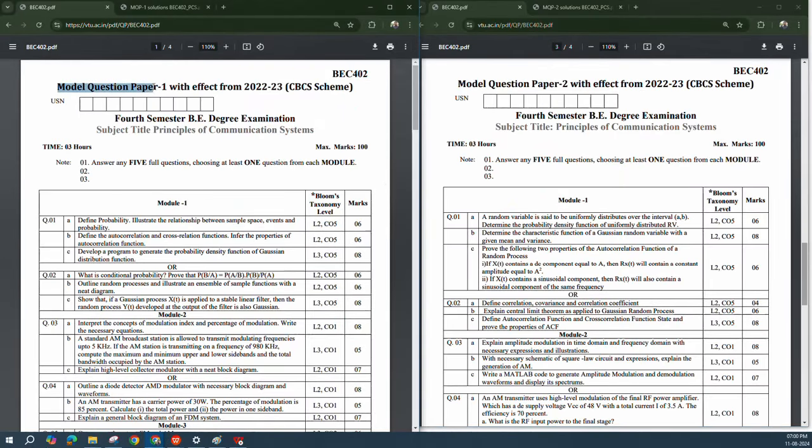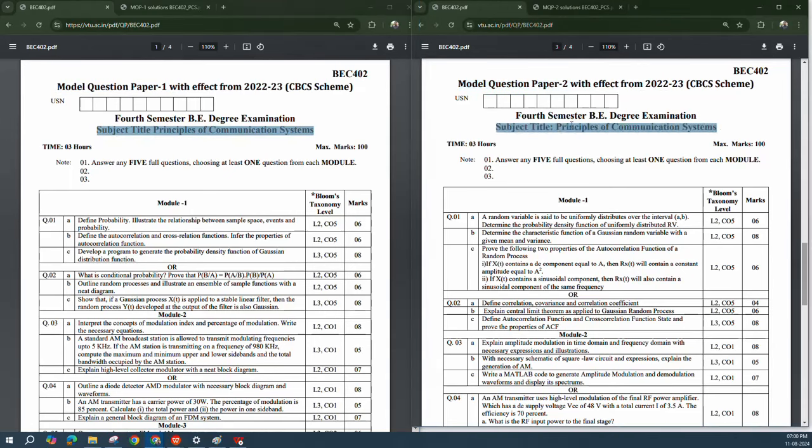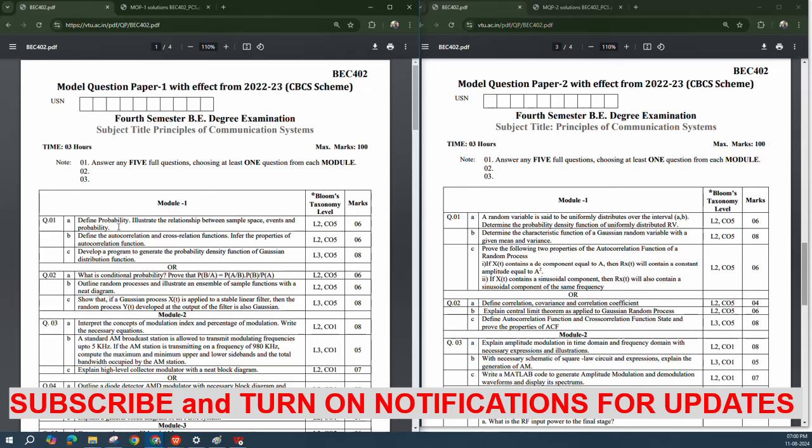You can see this is model question paper 1 and this is model question paper 2 for the subject Principles of Communication Systems. So quickly let us walk through the question papers so that we can come to know which are all the important questions in each module. Define probability, illustrate relationship between sample space, events and probability. Here is the first question.